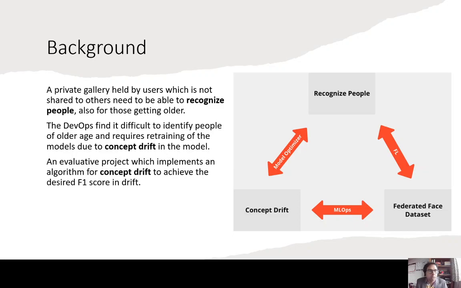So the project is about a private gallery held by users, which is absolutely not shared among people, and it's hidden in their mobile phones, for example. So the objective is to recognize people, and the DevOps team finds it difficult to retrain the models every time because the older people are not detected properly. That's why I'm here to do face recognition, concept drift, as well as federated face dataset learning. Then the concept drift is evaluated using F1 score or recall score, F1 score in drift.